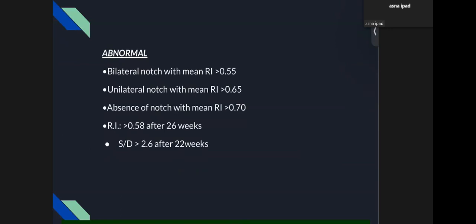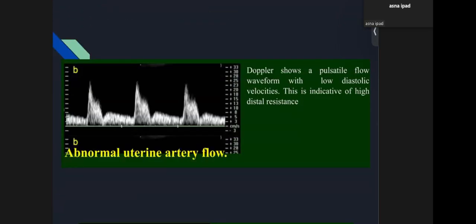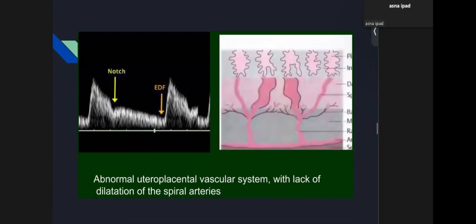So, in a nutshell: bilateral notch with a mean RI of more than 0.5, unilateral notch with a mean RI of more than 0.6, absence of notch but the mean RI more than 0.7. Another thing is RI more than 0.58 after 26 weeks. So after 26 weeks, your RI should be less than 0.58. S/D more than 2.6 is also abnormal. This is an abnormal uterine artery flow where you can see a notch in early diastole and a decrease in diastolic velocity.